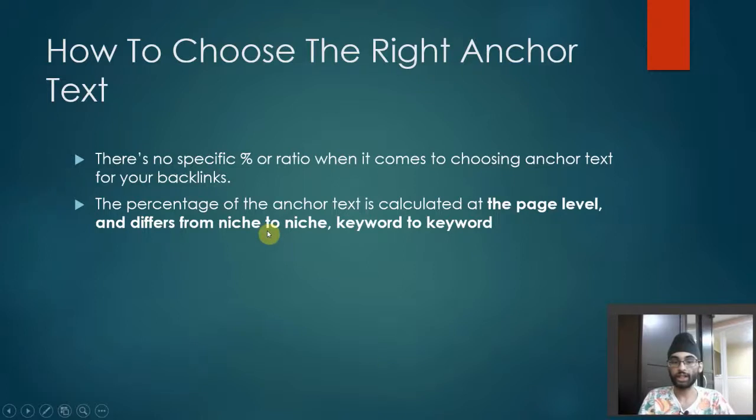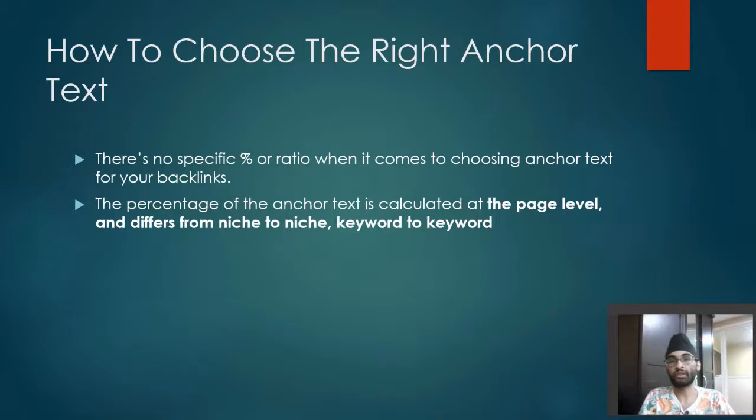It also differs from niche to niche, keyword to keyword. So each niche or business group and each keyword requires a different percentage of anchor text. And this is because of machine learning. Machine learning is now coming into play a lot in Google's algorithms. Each niche may require a certain percentage of keyword anchor text or branded anchor text. So let's say you're in a gambling niche or online casino, those types of niches are very spammy, so you will find a lot of keyword related anchor text.